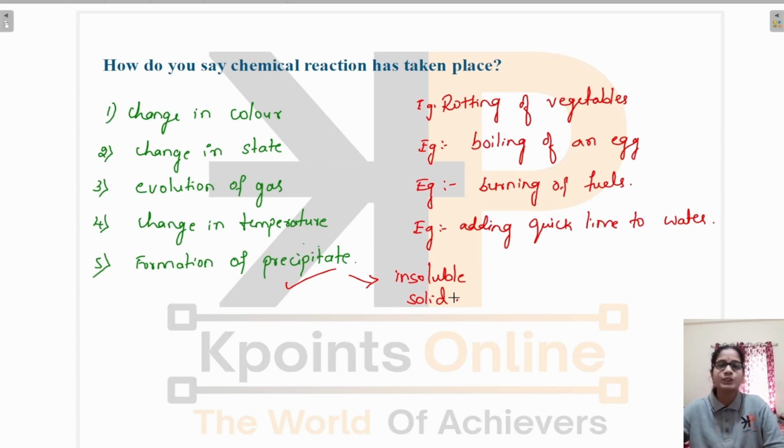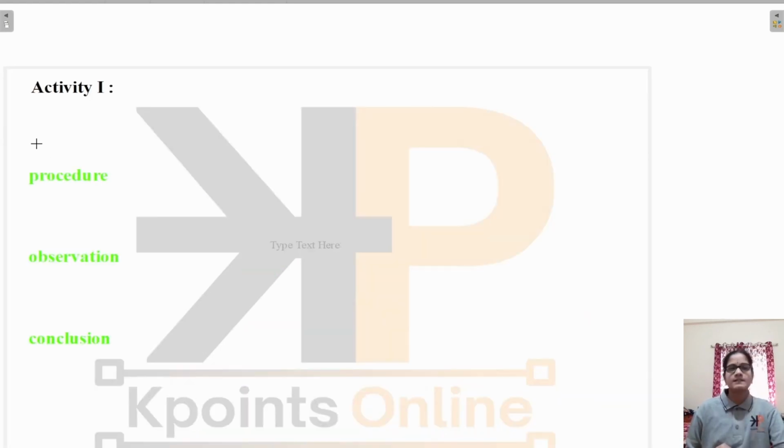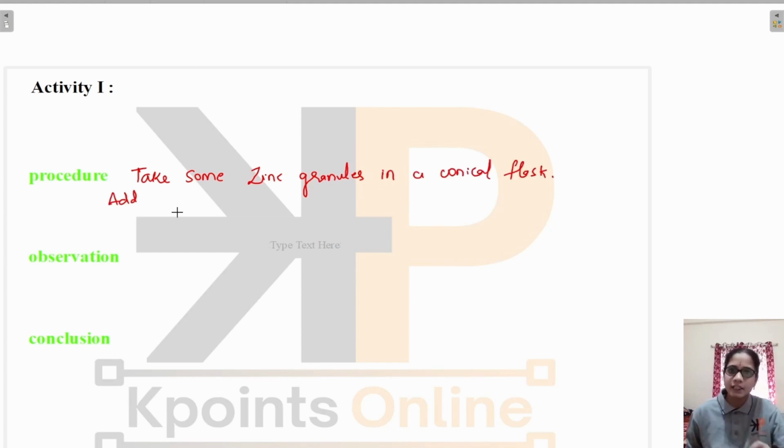Okay, there may be change in color, state, temperature, there may be evolution of gas, and there may be formation of precipitate. Let us discuss one activity in order to see the chemical changes, how that takes place. Take some zinc granules in a conical flask or a test tube, add dilute hydrochloric acid to it, then make the observation. What happens there? There the bubbles of a gas are formed.